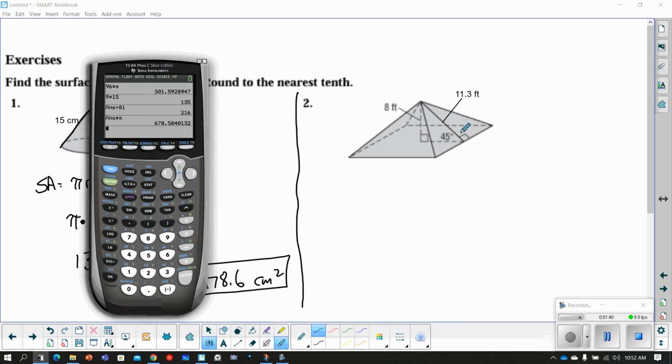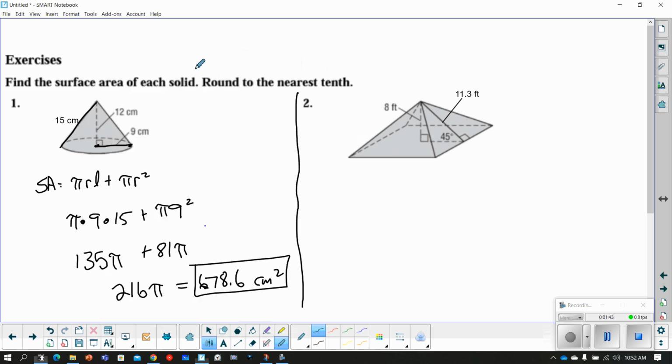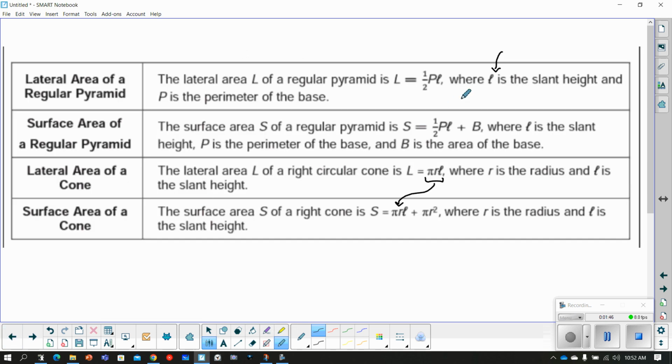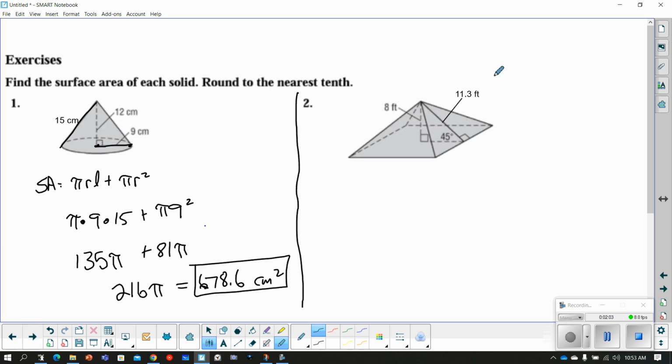All right, now let's take a look at the surface area of this pyramid. If you can go back in your notes, notice it's right here, 1/2. The capital P represents the perimeter of the base times the slant height, plus, and this capital B represents the area of the base. So the formula for this: surface area equals 1/2 perimeter of the base times the slant height plus area of the base. Okay, so that's what we need to figure out, these two things.